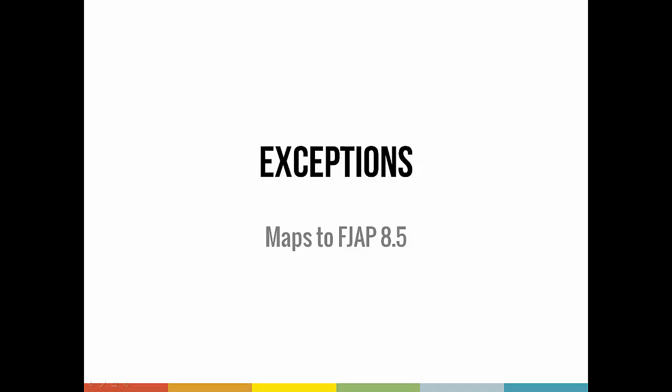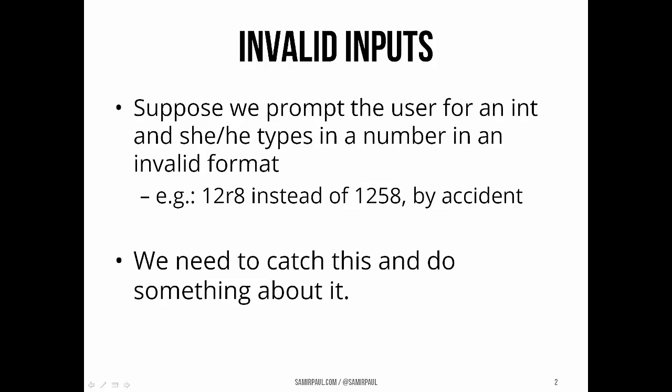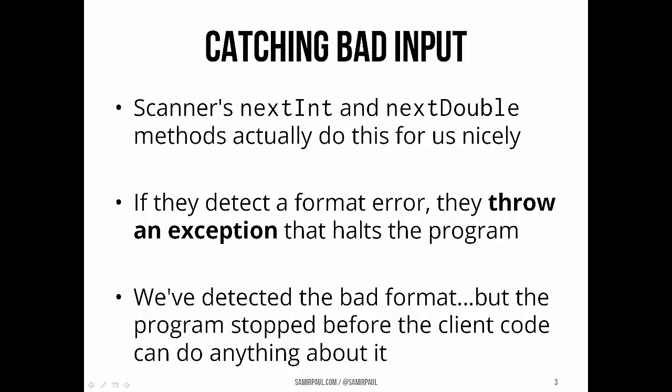Today, we're going to talk about what happens if the user enters a number in an invalid format. As an example, that might look like the user typing in 12R8 rather than 1258 by accident. We want to catch this error and do something about it. So clearly, whoever's implementing input methods has to detect and do something about number format errors, right? Like the ones we just saw.